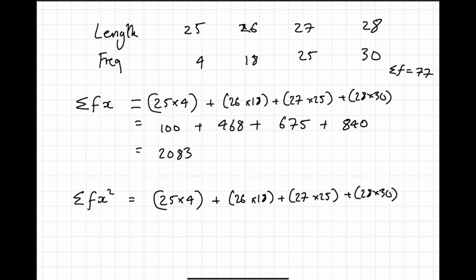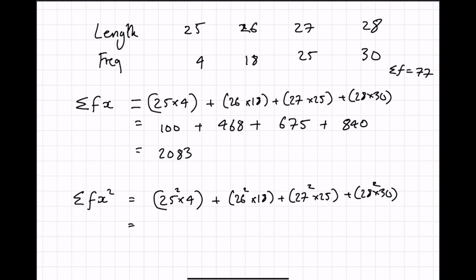So instead of doing fx, like you can see here, this is the x, this is the f. Now since x is squared, this becomes just 25 squared, 26 squared, 27 squared, 28 squared. And yeah, it's a bit of a headache because you have to actually calculate these values and there will be some huge numbers, but don't be worried, it doesn't mean you're wrong. That's just how you do it.